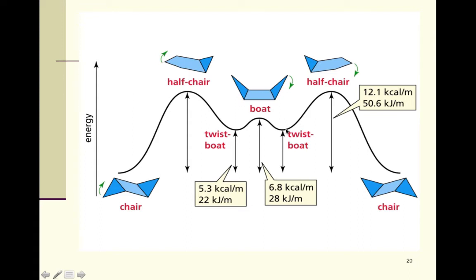And continuing on, we have this side coming down. We're in a twist boat, and we have a half chair, very high energy, and we're back down to the flipped chair. For this class, the conformations we're going to be most interested in are the chair, the boat, and the flipped chair.